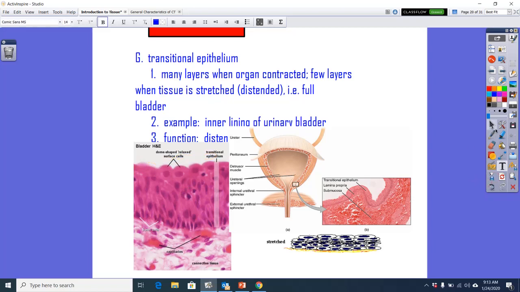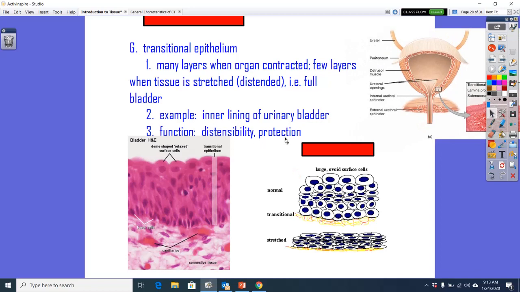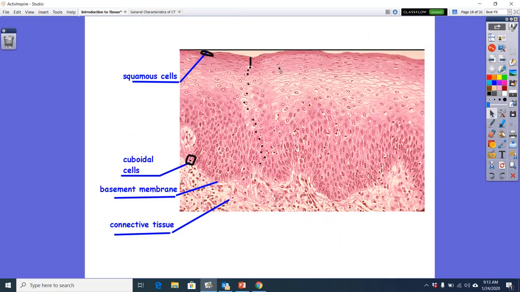And the distinction between this transitional epithelium that we're going to do and stratified squamous is to look at that top portion of the epithelium. Look at that apical portion, because transitional epithelium is going to have very rounded, oval-shaped cells, whereas up here, because the cells are squamous and stratified squamous, it's going to create a flatter appearance.